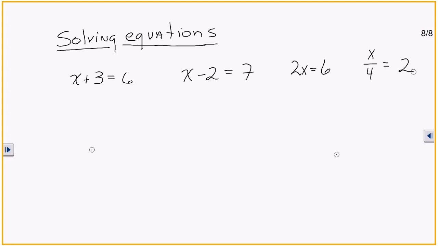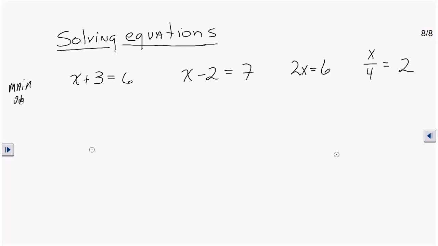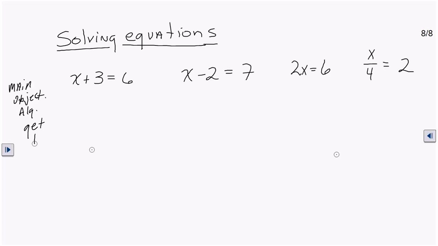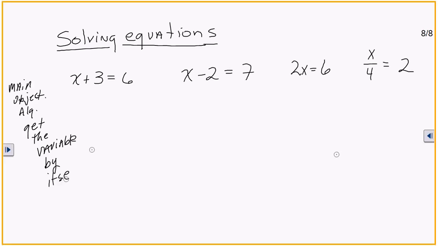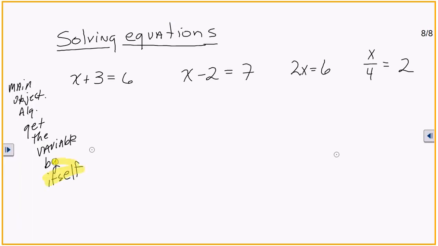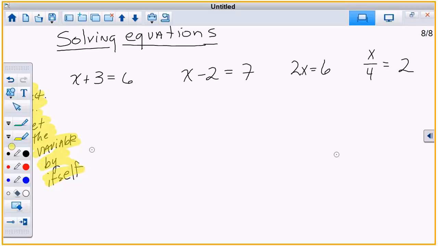Your main objective of algebra, when solving an equation, is to get the variable by itself. I want you to write that down, because when you're talking about solving equations, that is the main objective of algebra: to get the variable by itself.